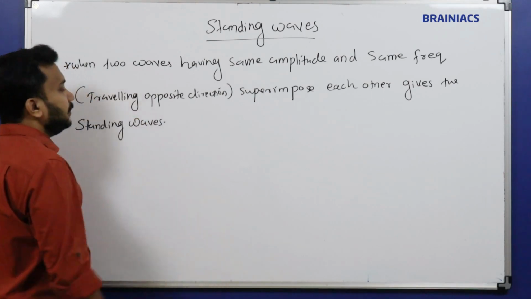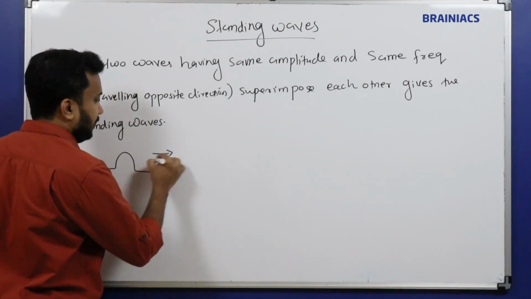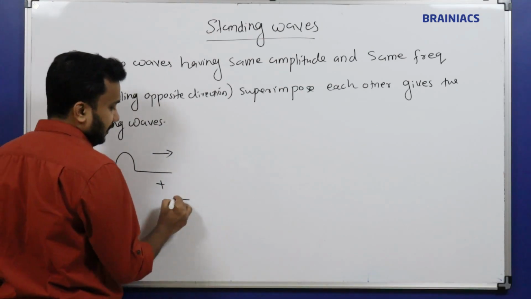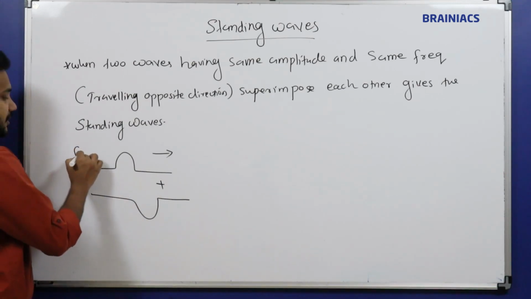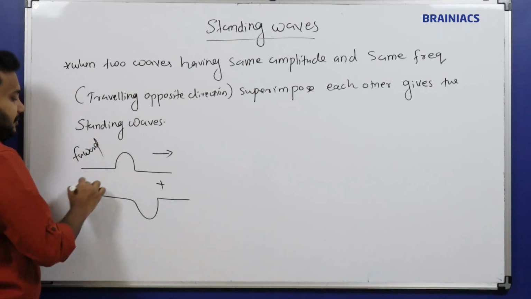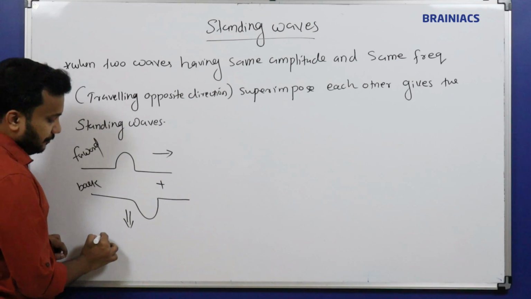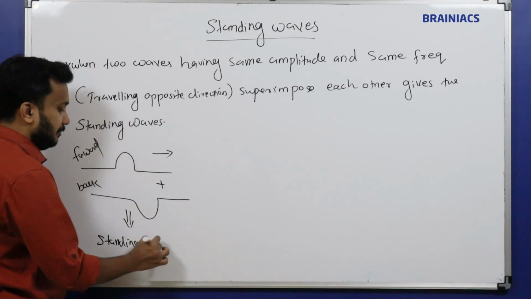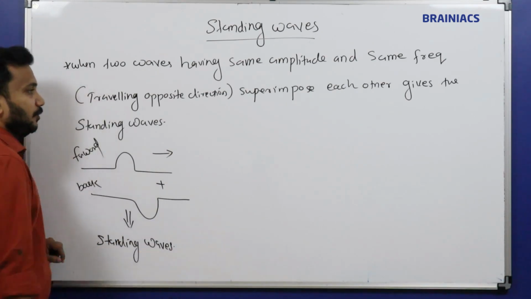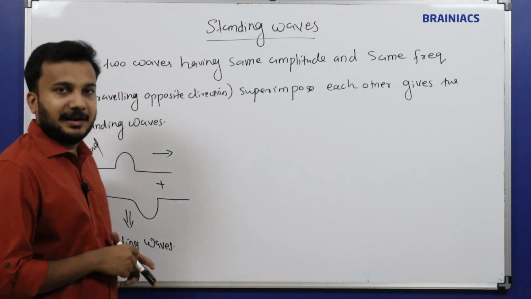In a shorter way, if a wave traveling in the forward direction is added with a wave traveling in the backward direction, this is the forward wave and this is the backward wave. This superimposition gives standing waves. I will draw the standing waves and show how they look, but before that we want to know how they come about.